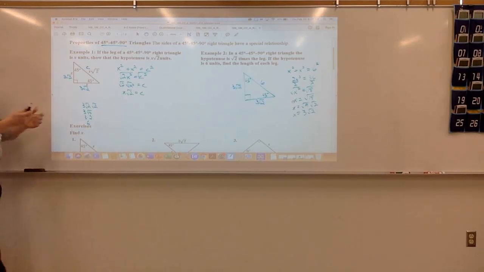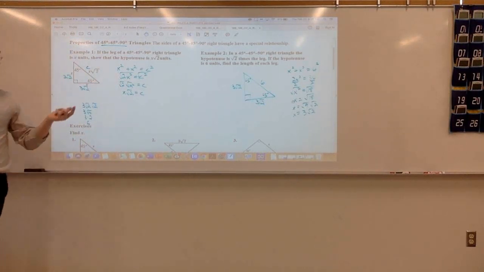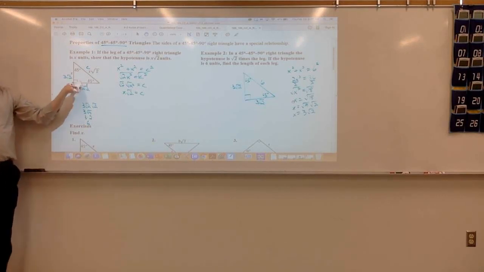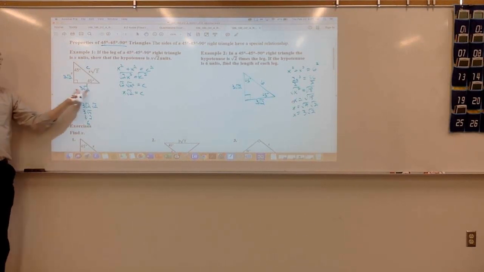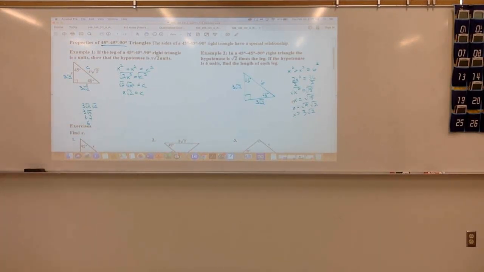So I was just showing that this works with the relationship that we just talked about. If we take this side, and we know that the relationship between one leg and the hypotenuse is we just take the leg times the square root of 2. So if I take 3 times the square root of 2 times the square root of 2, I get 6, which is what we just showed. Just showing that this relationship holds for that idea.